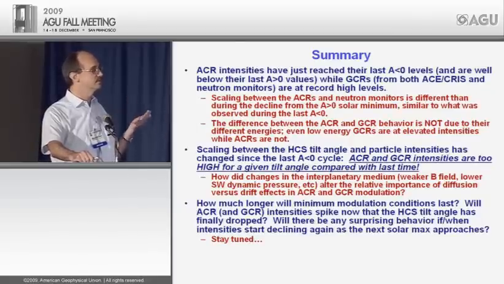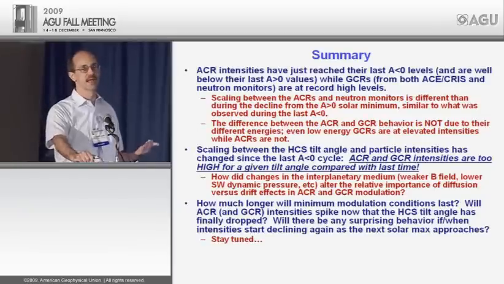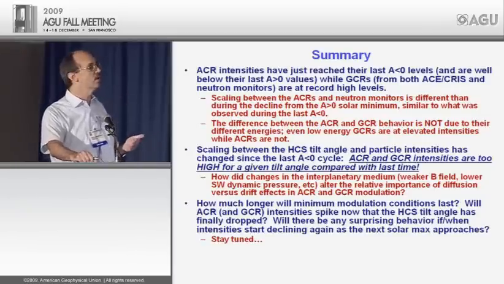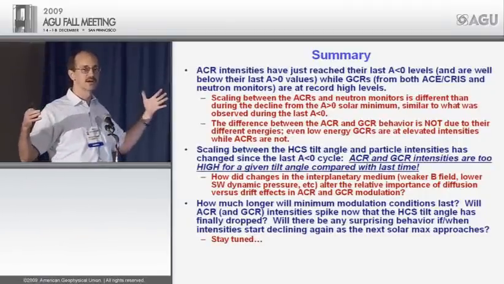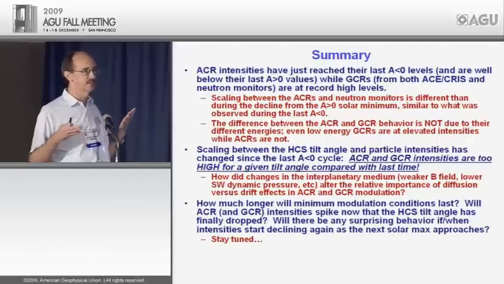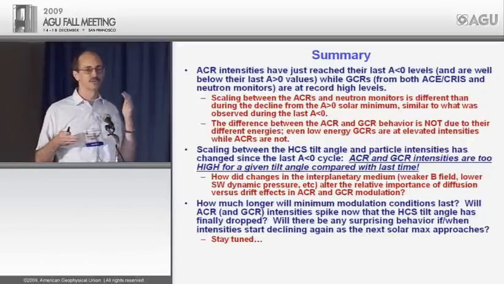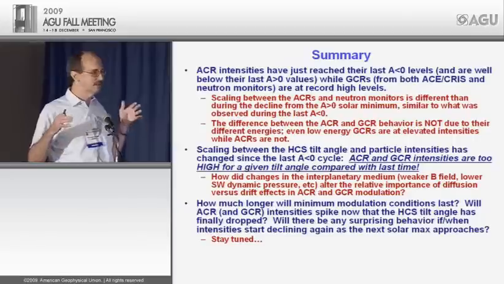These changes in the interplanetary conditions, the B field, the solar wind speed, et cetera, certainly have to have something to do with this. It's very easy to see that all these things go in the direction such that it's going to be easier for particles to get in. So the GCR transport should be much easier. That probably explains why you get the GCRs higher. It's not so trivial to figure out what it does for the ACR, since they're effectively local.